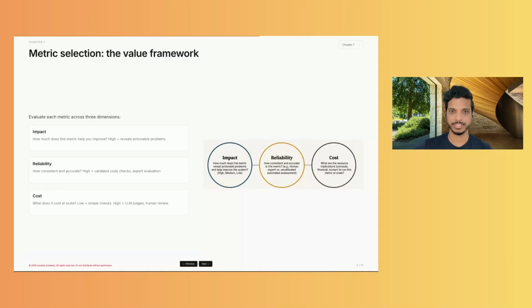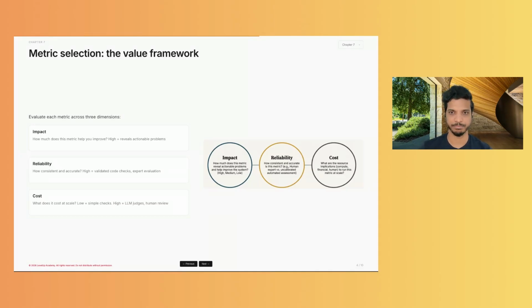Now, once you have these signals, we need to design metrics which are capable of catching these signals and flagging them back to the product developer, right? These metrics can be, as we discussed, in many shapes and sizes. But there are three fundamental criteria by which you need to decide whether a metric is worth including or not.